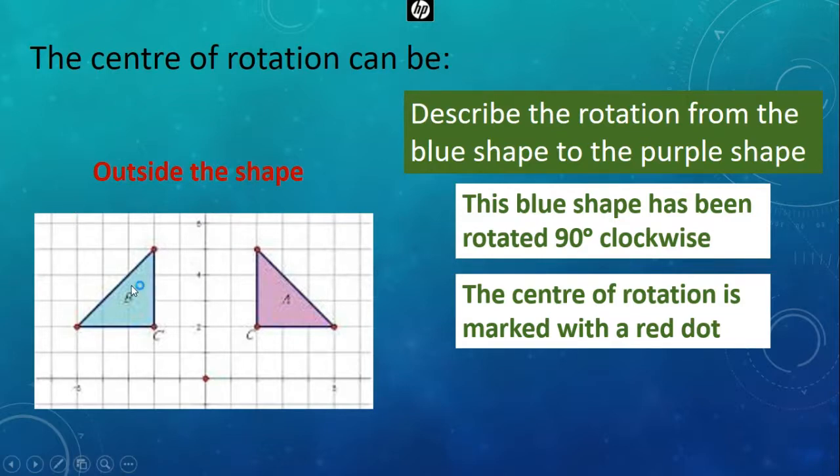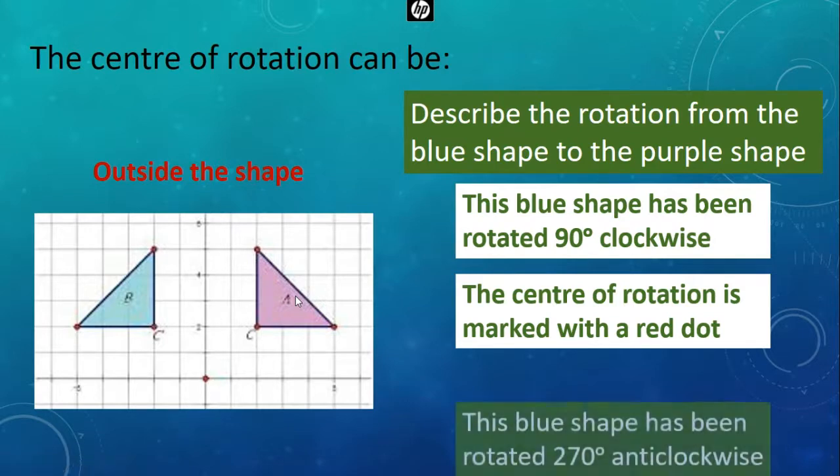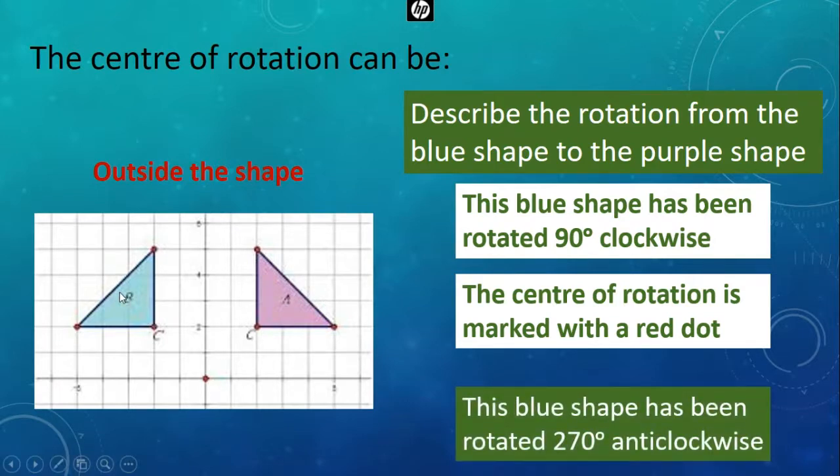So if we were to rotate it anti-clockwise, I would go from here to here, which would be 90 degrees, to here, which would be 180 degrees, to here would be 270 degrees. So I can say that the blue shape has been rotated 270 degrees to the purple shape. Okay, so it is worth noting that you can rotate your shapes in either direction.